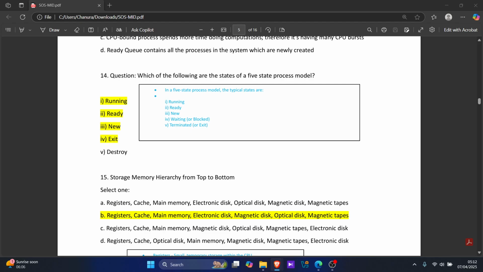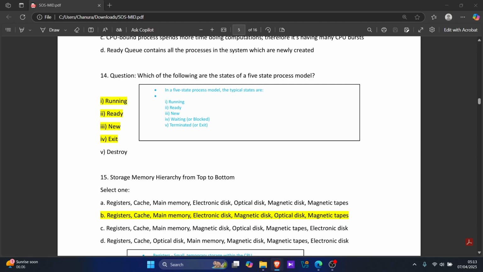So in the options given, destroy isn't part of the standard 5-state model. The exit state is when the process has finished and is terminated. Destroy might be a term used in some contexts, but it's not standard. The user's options are 1, running, 2, ready, 3, new, 4, exit, 5, destroy. So according to the standard model, the 5 states would be new, ready, running, exit, and waiting. But the question lists destroy instead of waiting. So perhaps there's a variation here.